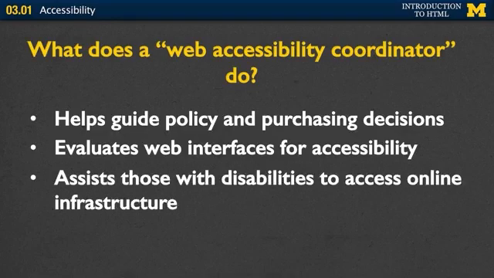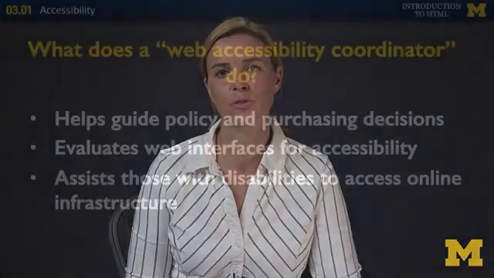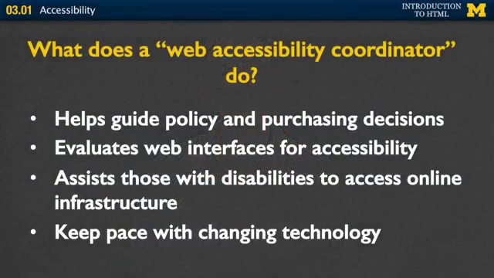Third, they can assist people with disabilities to access online infrastructure. Most universities and large companies will always have someone whose job it is to assist those who need some help accessing online material, or really any type of technological tools. Fourth, it's very important that people keep pace with changing technology. You will always have a job if you can find a way to combine your love with helping people with the different tools that are being used.